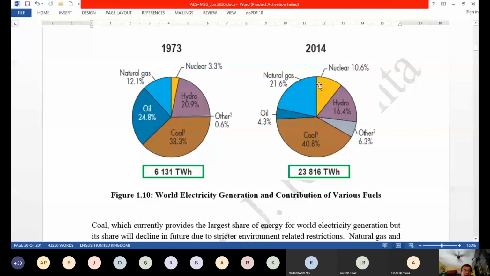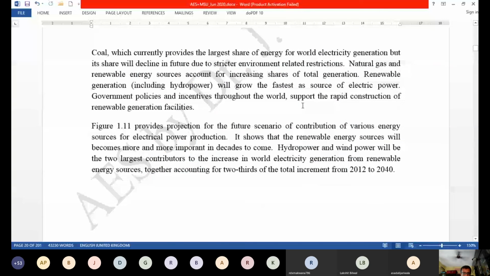Okay. Now, earlier oil was contributing significantly, but now oil has a very little contribution. It's too costly to use oil for this. Natural gas had 12.1, but it has increased significantly to 21.5. Nuclear also has increased significantly. Hydro has percentage-wise decreased, but still it is very important. And others are 6.3. So this others include solar, biomass, like the electrical power produced from biomass, wind energy, etc. Okay.